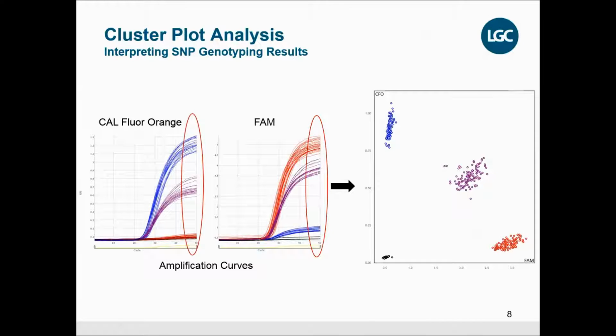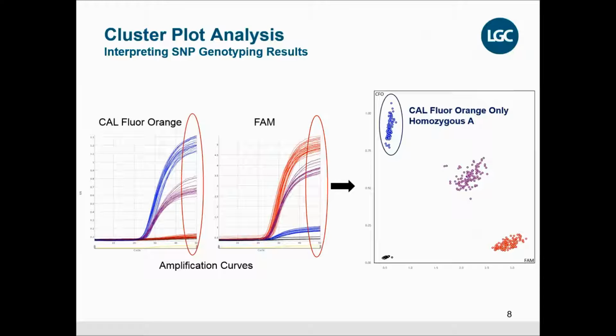So using fluorescence-based assays, we can monitor our reactions in real time, but for SNP analysis, it's really that endpoint signal that we are interested in, and that is plotted in a cluster plot. In our example here, we are showing the CAL Fluor Orange 560 signal plotted in the Y direction, and the FAM signal for our assay plotted in the X direction.